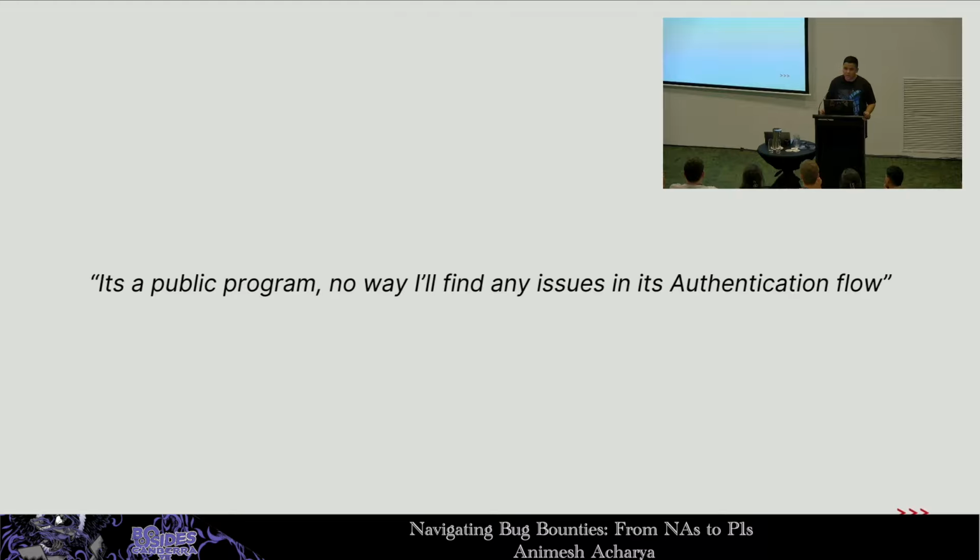Up until this point, whenever I used to hack on any program, I used to have this mentality when checking for usual bugs that this is a public program, right? There's like 10,000 other people looking for bugs in this. There's no way I'm going to find an issue in the authentication flow. But I learned that it's pretty bad to assume anyways in security, and this was a pivotal point for me in terms of bug bounty, to never assume or never skip testing on the basic stuff at least.